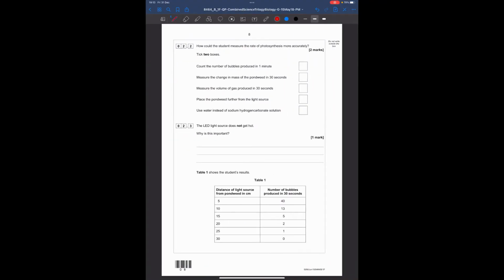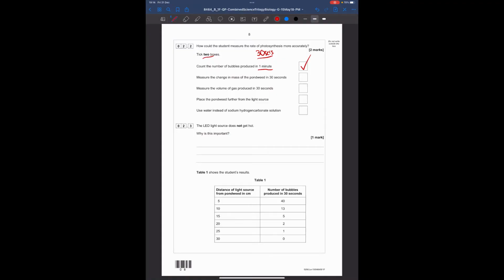So the question is, how could the students measure the rate of photosynthesis more accurately? And we've got to tick 2 boxes. So the first option is count the number of bubbles produced in 1 minute. If we remember, the students in their method did it in 30 seconds. If we increase the time to a minute, that would decrease the effect of any miscounting in the overall results. So doing it over 1 minute does make it more accurate.